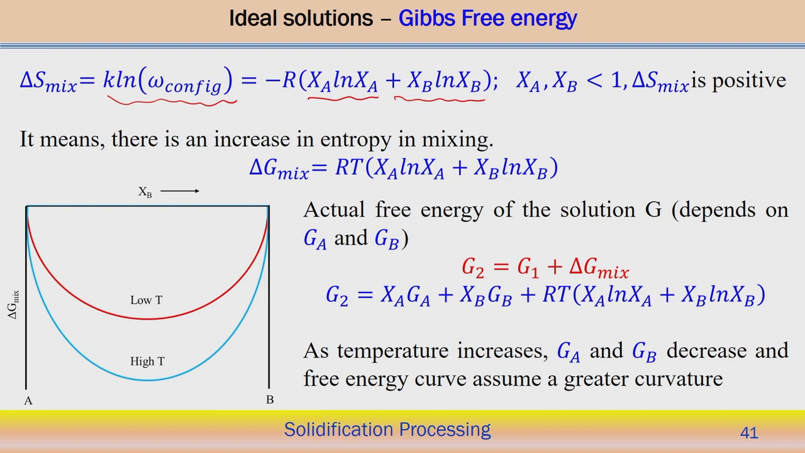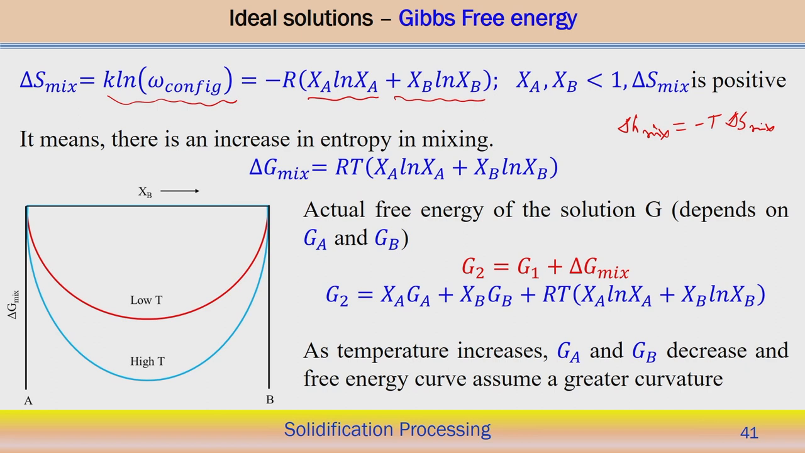It means that with this configurational entropy, the entropy of mixing is increasing. So there is an increase of the entropy in mixing. Therefore, delta G mix equals minus T into delta S mix. So if you put it, it becomes plus RT (x_A ln x_A + x_B ln x_B). So this is the delta G mix, that means the Gibbs free energy for the solution, or you can say the Gibbs free energy for the mixing, represented in terms of temperature and the mole fraction of A and B.